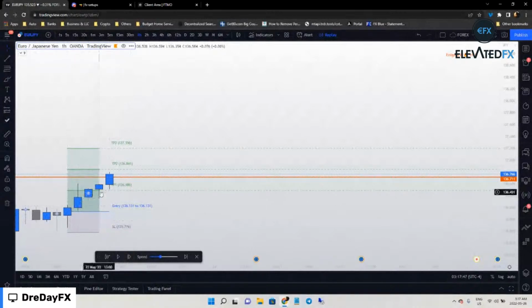So 1, 2, 3. After 4 hours, basically in the first hour you would already be at TP1, and then 3 hours later you're almost at TP2. So let's continue.